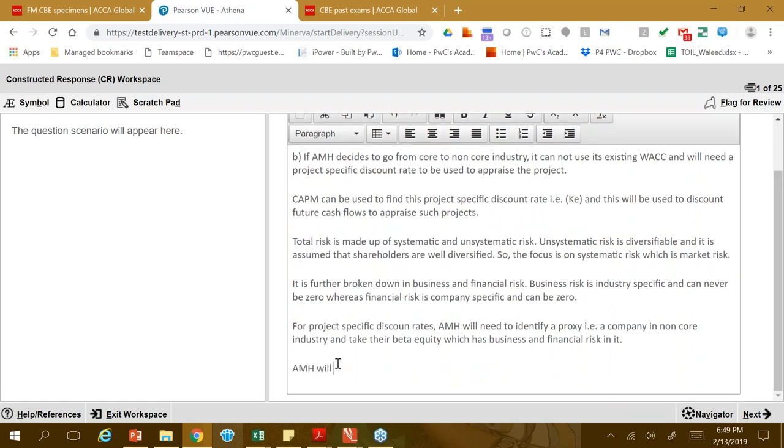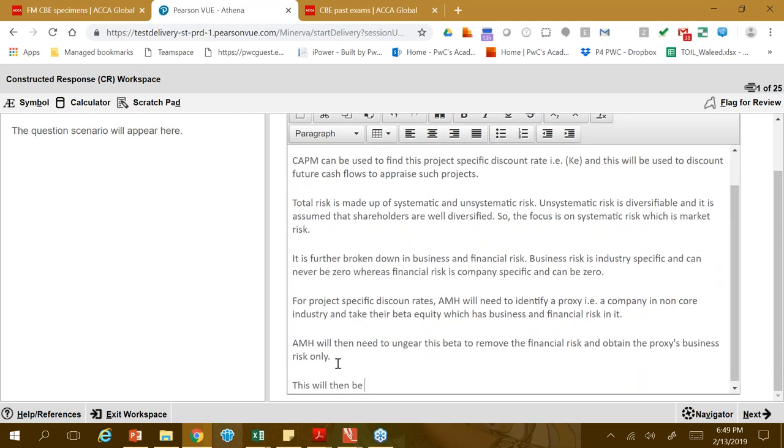AMH will then need to ungear this beta to remove the financial risk and obtain the proxy's business risk only. This will then be re-geared to add AMH's financial risk to proxy's business risk to find a revised beta equity for AMH.